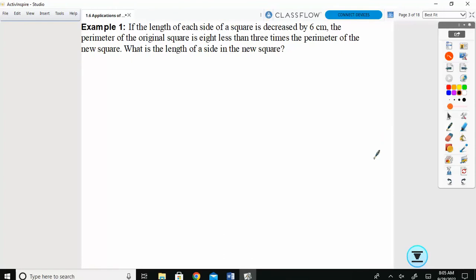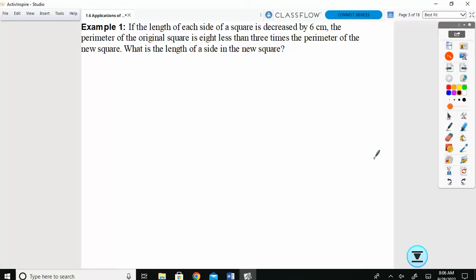So let's look at a problem. If the length of each side of a square is decreased by 6 centimeters, the perimeter of the original square is 8 less than 3 times the perimeter of the new square. What's the length of the side in the new square? Everybody knows exactly what to do, right? Yeah, no, you guys don't even know what I just said right there.